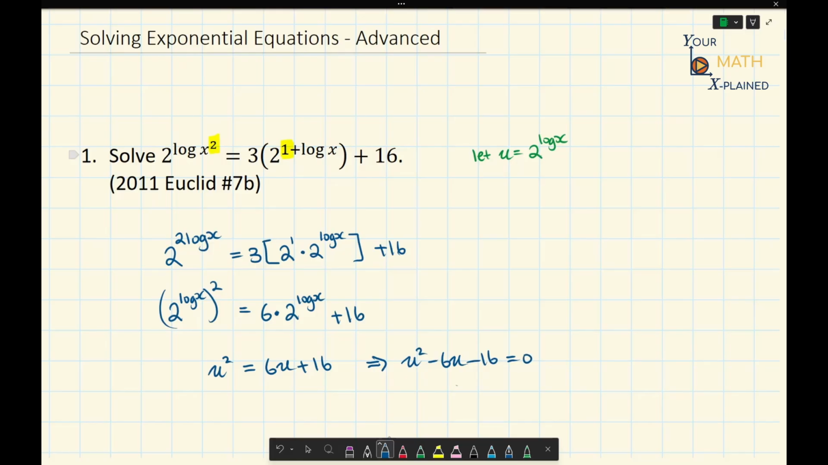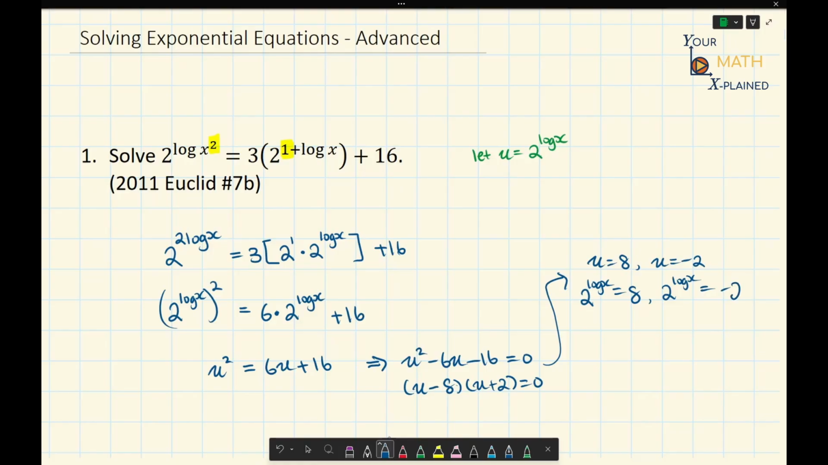And we can solve this by factoring. And that's going to give us u minus 8 times u plus 2 is equal to 0. So that gives us two possible solutions. The first one is u is equal to 8, and the second one is u is equal to negative 2. So now substituting 2 to the power of log x back into u, we get 2 to the power of log x is equal to 8, or 2 to the power of log x is equal to negative 2.